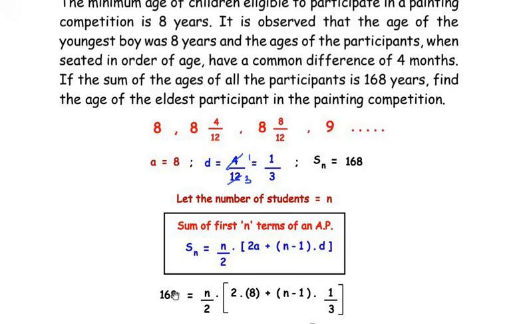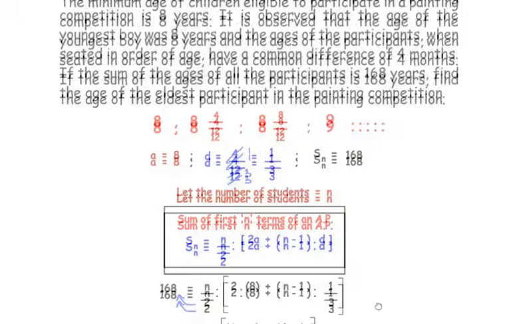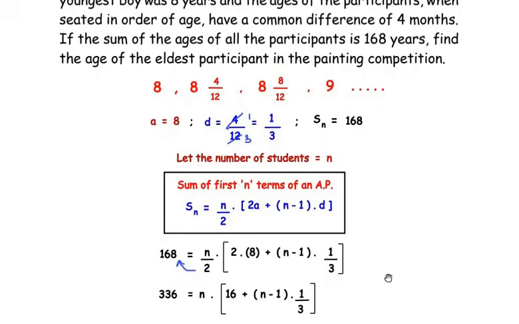Now let us plug in all these values in this formula. So Sn is given as 168 is equal to n over 2 times, now a value is 8, so 2 times 8, plus n minus 1 times the common difference, which is 1 over 3. Now here, let us take 2 to the other side of the equal to sign so that it multiplies with 168, giving us 336 is equal to n times 2 times 8 gives us 16 plus n minus 1 times 1 over 3.